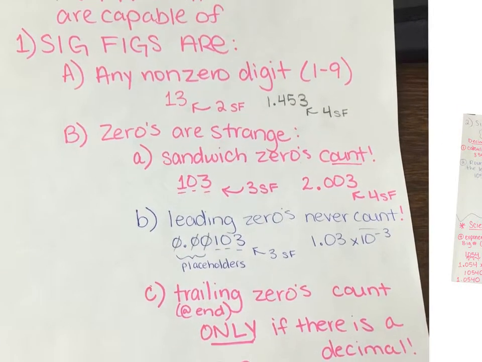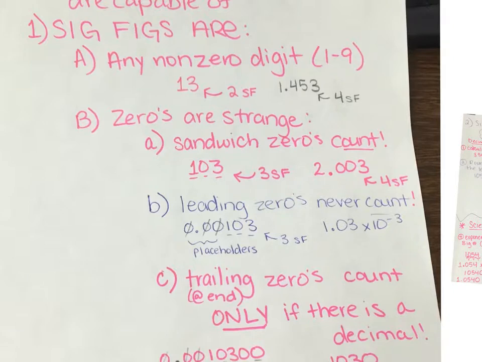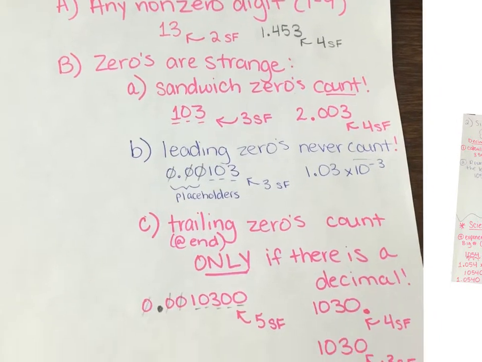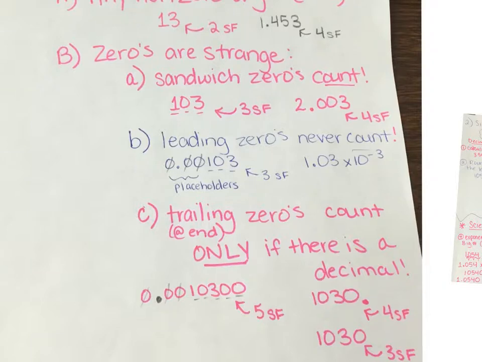Okay, so next we have zeros are strange, and that's because they have 3 specific rules that you have to follow when you're trying to decide whether a 0 is significant or not. The first rule that we're going to review right now is that sandwich zeros count. So sandwich zeros are significant. All right, so here we have the number 103. This is showing you a sandwich 0, meaning a captive 0, or something that's in between 2 non-zero digits. So there are 3 significant figures shown right here. If I have something like 2.003, I'm showing 4 significant figures. So those are those 2 examples.